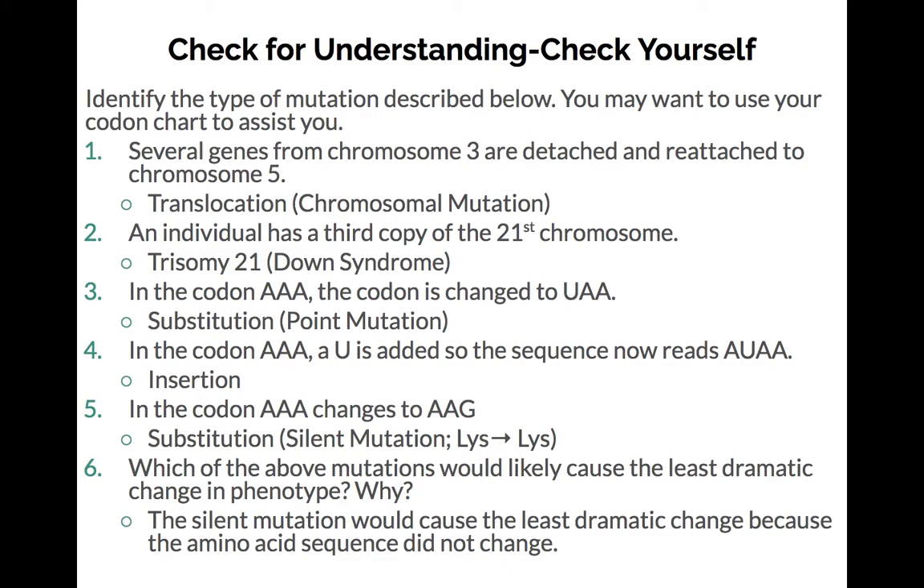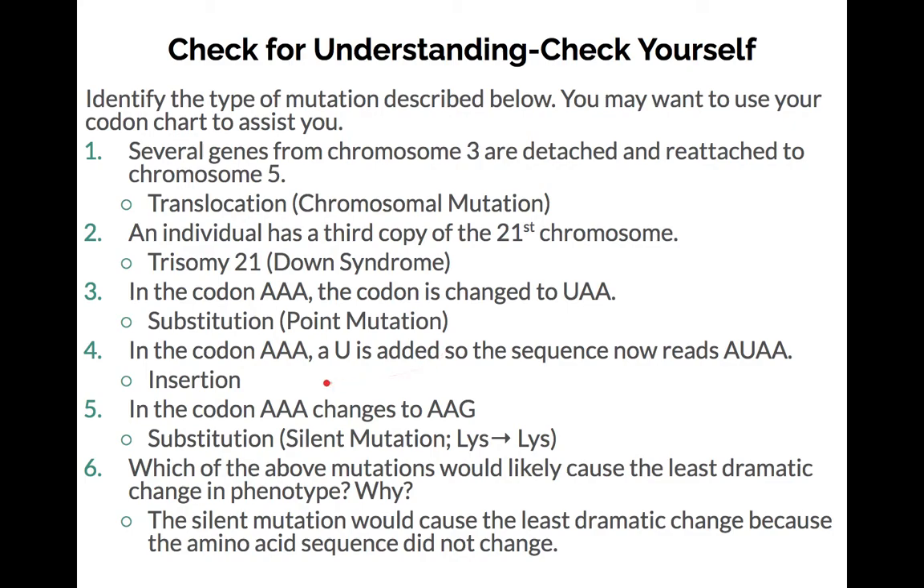Okay, so number 1, we are looking at chromosomes. Several genes from chromosome 3 are detached and reattached. That would be a translocation. Number 2, a third copy of the 21st chromosome, that would be a trisomy of 21, which is also known as Down syndrome. Number 3, if we have a codon change, where A has now turned to U, that would be a substitution, and that is a type of point mutation.